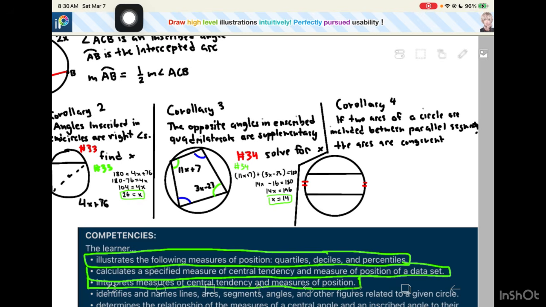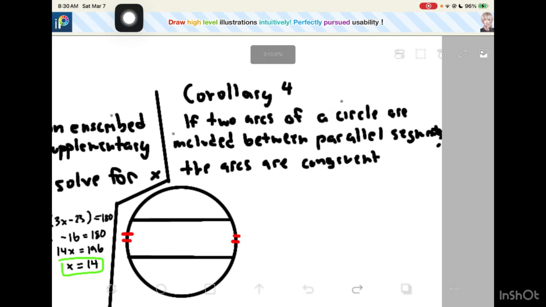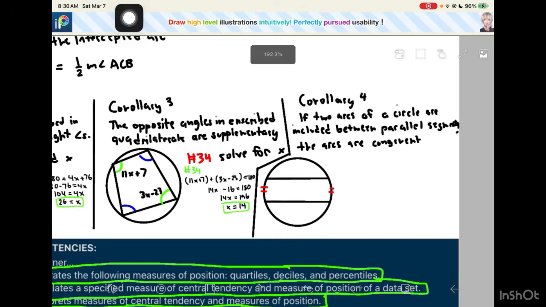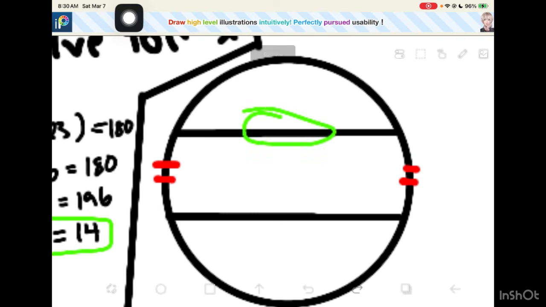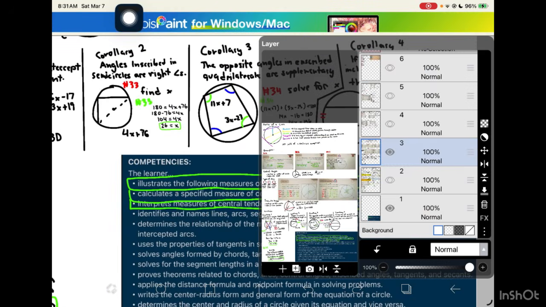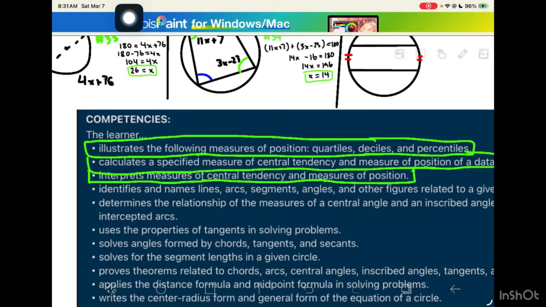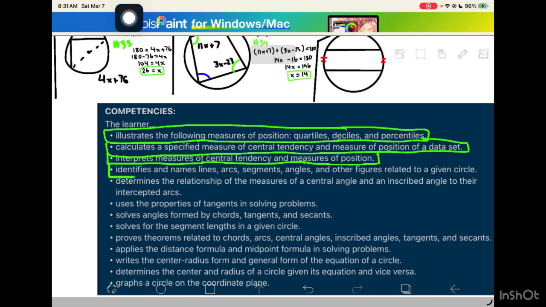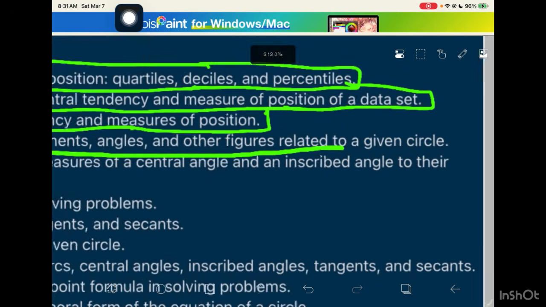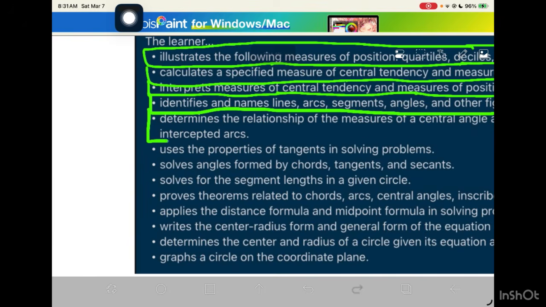Last corollary. If two arcs of the circle are included between parallel segments, the arcs are congruent. So if this one and this one are parallel, then the ones marked in red are congruent. As simple as that. So going back to our checklist, we have now identified the names and other figures. We've done that a lot. And we also determined the relationship.